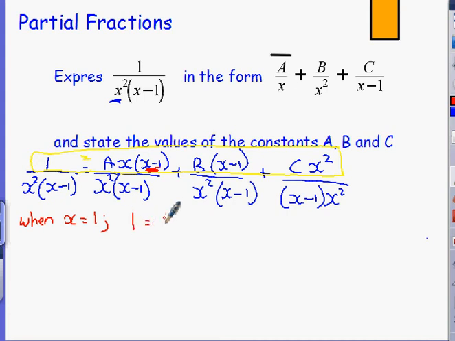I've got 1 equals, I've got no a's. Looking at 1 there, I'm going to have no b's, but I'm going to have c. So the first one, very simply, is c equals 1.